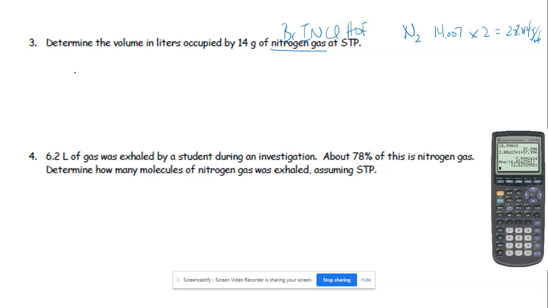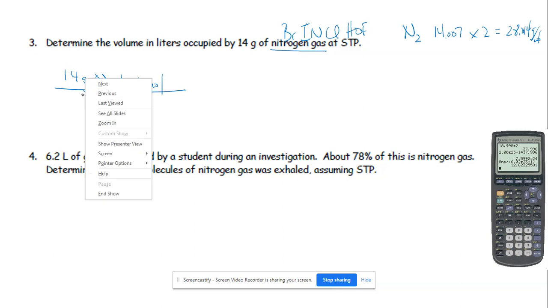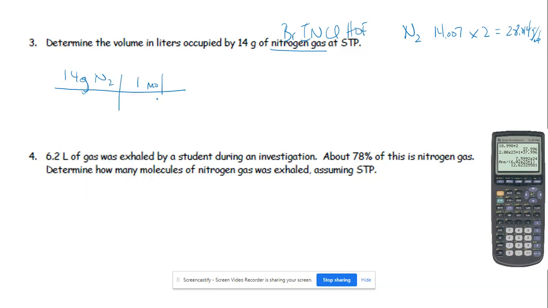So we're going to start with our given, that 14 grams of nitrogen gas. 1 mole of nitrogen gas has a mass, because I'm starting with grams and I want it to go away, putting grams on the bottom. We figured out that that mass was 28.014 grams in 1 mole. Grams on top and grams on bottom cancel out. I have moles, but I don't want moles. I want to go all the way to volume.